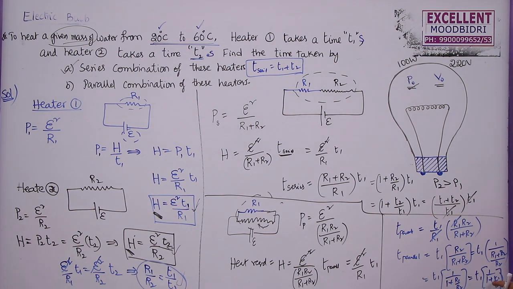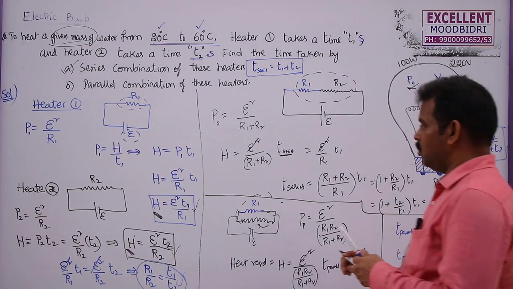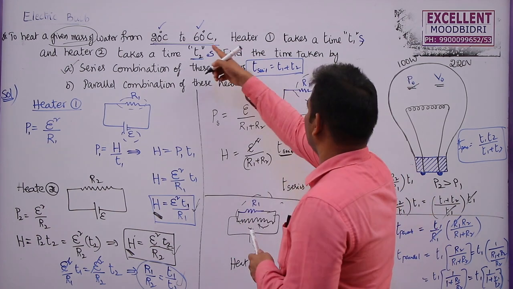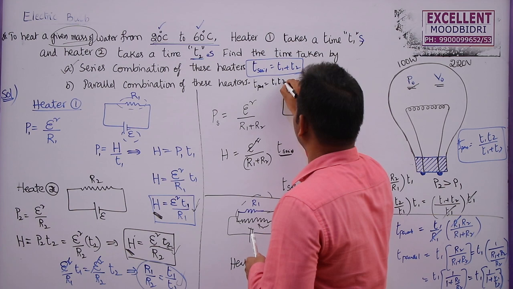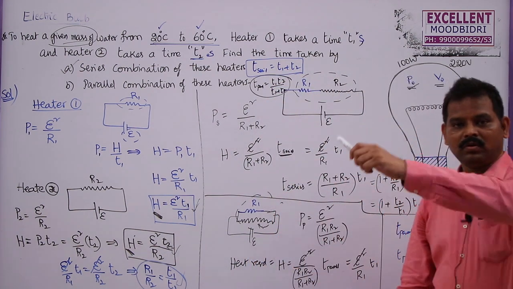Now you can write T1 plus T2 in T2. So this will become T parallel is equal to T1 T2 by T1 plus T2. So this is the total time taken by the two heaters to heat the water from 0 degrees to 60 degrees in parallel combination, which we can write as T1 T2 by T1 plus T2. So this is how we can solve this problem.